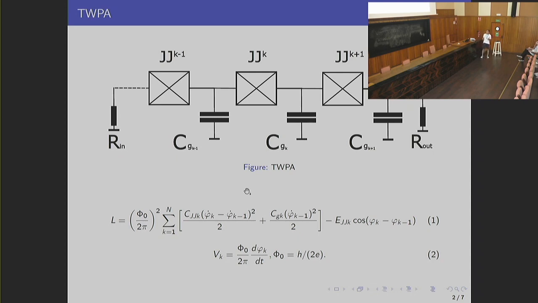So such a system can be described by such a Lagrangian. We see that here is a Josephson junction, here is a kinetic term related to the ground capacitance, and here is also the Josephson junction capacitance. It's written in a phase variable, which can be defined in such a way. The first derivative of phase is voltage, and phi0 is the flux quantum.